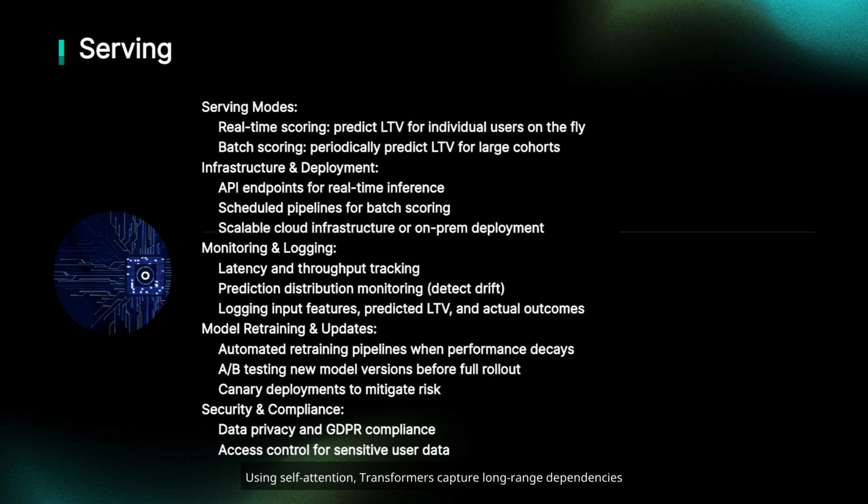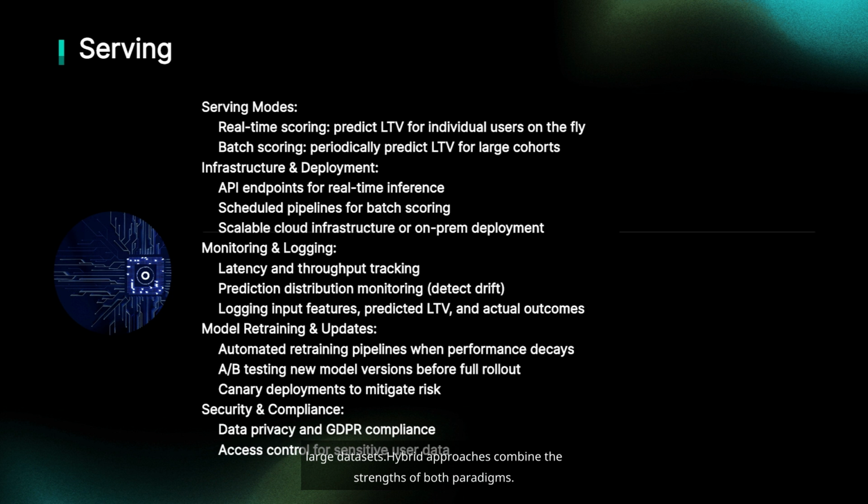Using self-attention, transformers capture long-range dependencies more effectively than RNNs, enabling the model to weigh relationships across distant events in the sequence. They also handle multimodal input elegantly, allowing integration of textual events, categorical embeddings, and numerical features. Positional encodings preserve temporal order, ensuring the model correctly interprets sequence timing. Transformers are highly parallelizable, which accelerates training on large datasets.